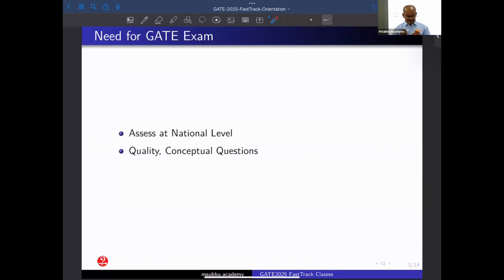The need is actually to assess oneself at the national level. These days the assessments are mostly happening at the local level, because most colleges have autonomous status, or even the university college. So your assessment normally happens among only about 50 to at most 500 students. But at the national level, we have around 15,000 students. If you take up this exam, you get yourself assessed among 15,000, and see where you stand. That is the very first requirement.